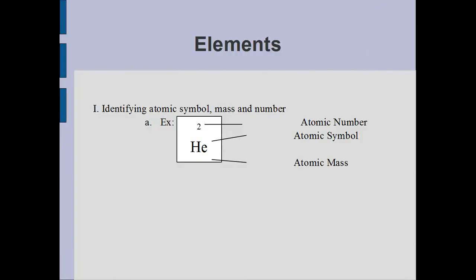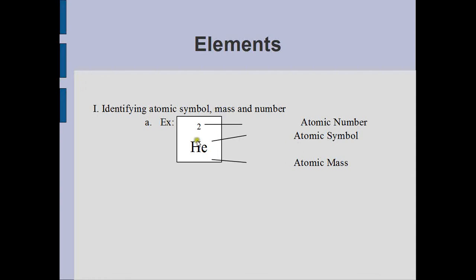Alright, now we have elements, identifying atomic symbol, mass, and number. The number on top of the element symbol is the atomic number. The atomic number indicates how many protons the element has. A lot of people think elements are ordered by atomic mass. That's actually not true. It's ordered by atomic number because every single element has a different number of protons. And what are protons? I'll go into that a bit later in the lesson.